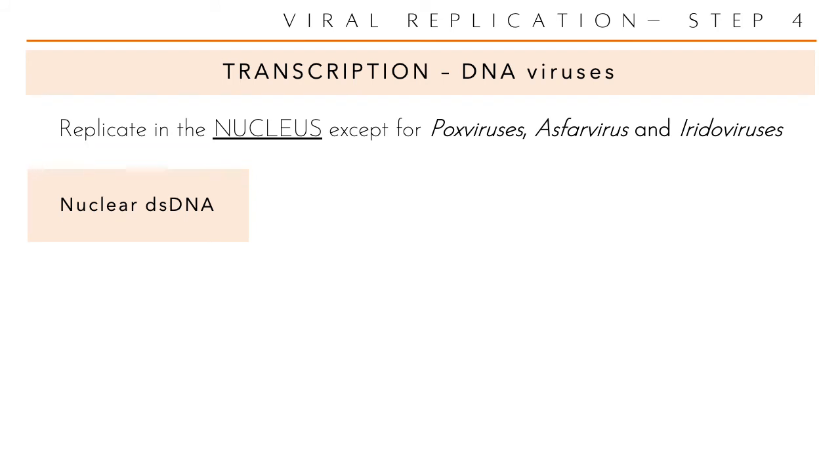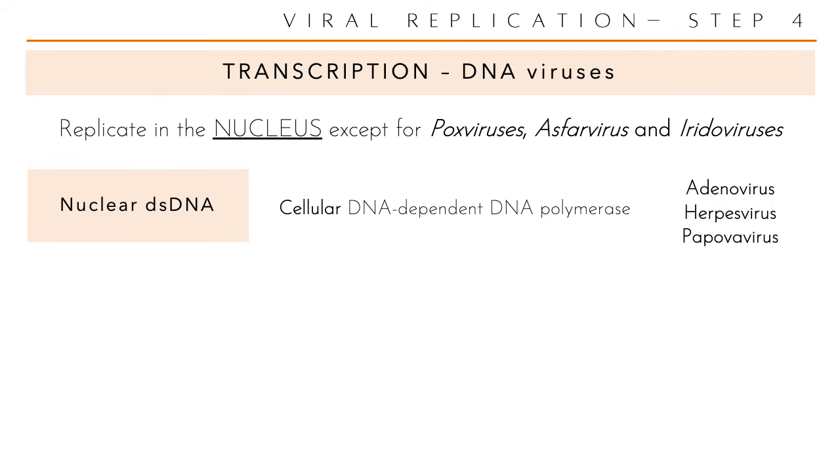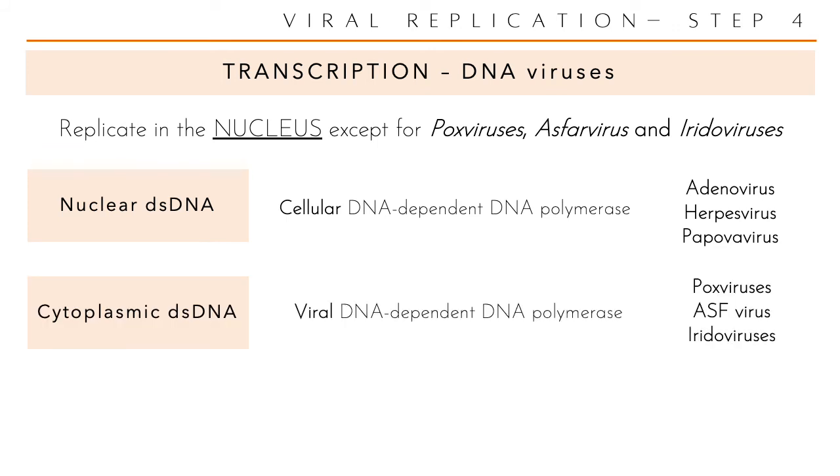For DNA viruses, they replicate in the nucleus except for pox, asfar, and irido. Everyone replicates in the nucleus except for these three. Now, for the nuclear double-stranded DNA, they use their own DNA polymerase for these viruses. For the exception to the rule, which replicate in the cytoplasm, they use the viral DNA polymerase. They carry their own enzyme for transcription.